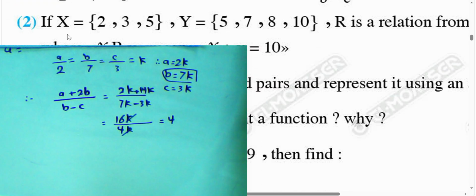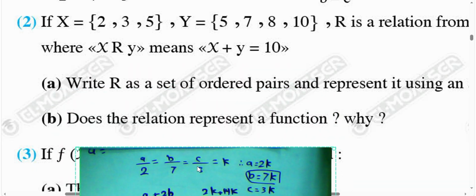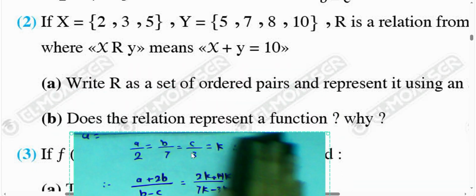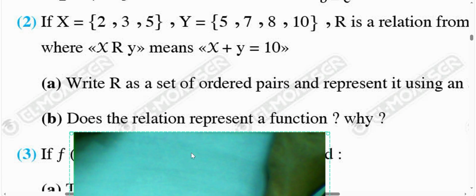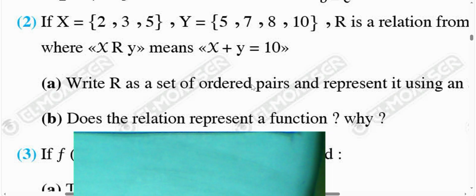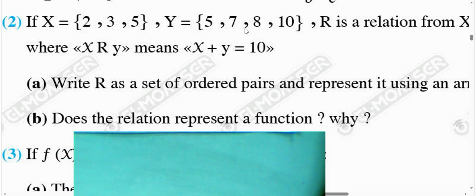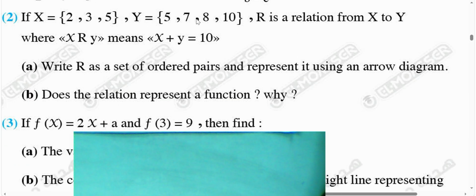If x equal the set 2, 3, 5 and y equal the set of 5, 7, 8 and 10. Write the relation between x and y. X plus y equal 10. Who can tell me what are the sums of two numbers that equal 10 here? Like 2 plus 8 equal 10. 3 plus 7 equal 10. 5 plus 5 equal 10. Then the relation R here will be a function because each element in x has only one image in y.